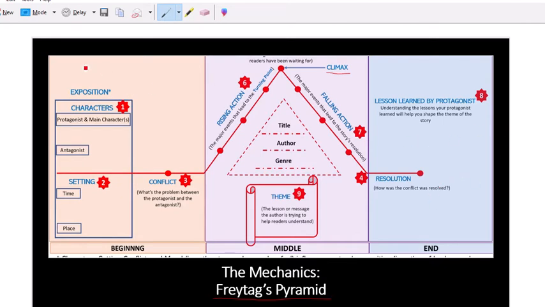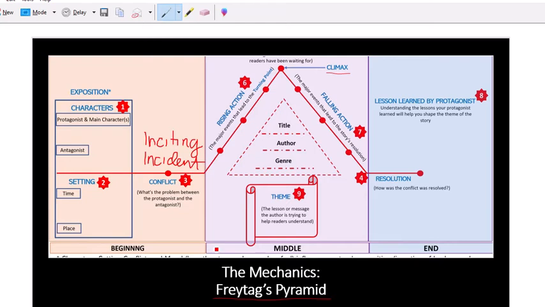So the first thing here in the beginning is the exposition. You can see here that they have setting up of characters, the protagonist or the main characters, the antagonist, and then establishing the setting, the time and the place. Having the conflict, sometimes this is also called, if I can write with my mouse, an inciting incident. And this is essentially what sets off the action of the story.